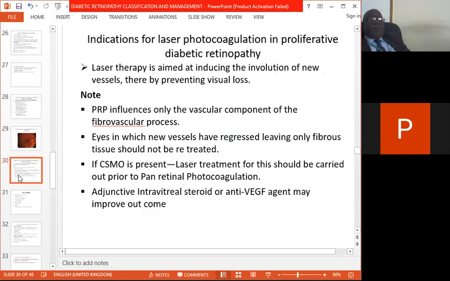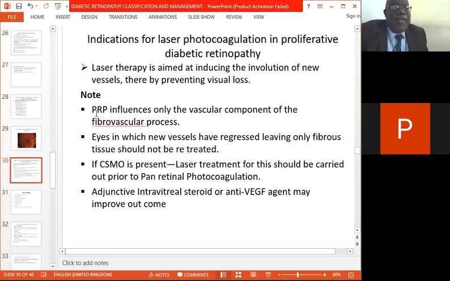Indications for laser photocoagulation in proliferative diabetic retinopathy. 1. Laser therapy is aimed at inducing the involution of new vessels, thereby preventing visual loss. New vessels, if you leave them there, they'll be bleeding. And once bleeding occurs, your vision starts going down. Later on, there is fibrous tissue formation, overgrowing of the tissues.